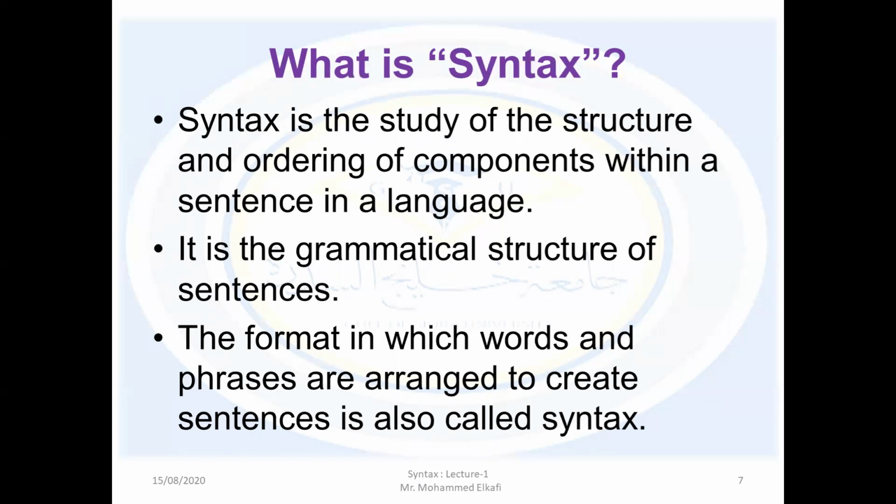So here we can say syntax studies the area of what? The structure of the sentence and how the components of the sentence are ordered. And here we mean by components the parts of speech or word classes, and also the phrases and clauses, okay, which are used to make a sentence. So this is about components.